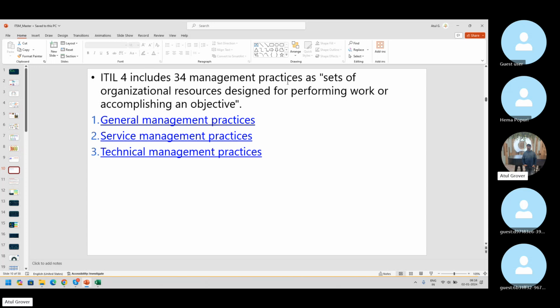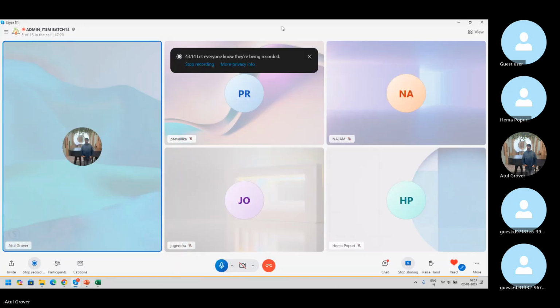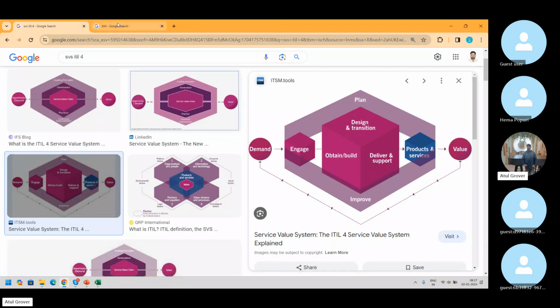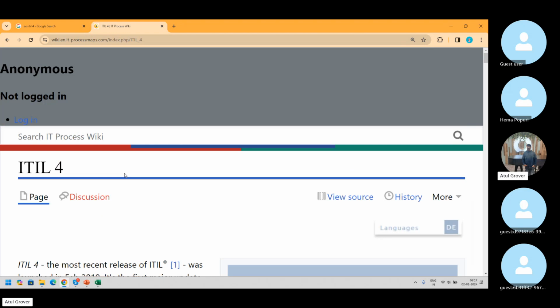So what they did, they divided these practices into three sections. One is called general management. Second is called service management. And third is called technical management. What is general management here? General management are those practices which are applicable for any kind of business.